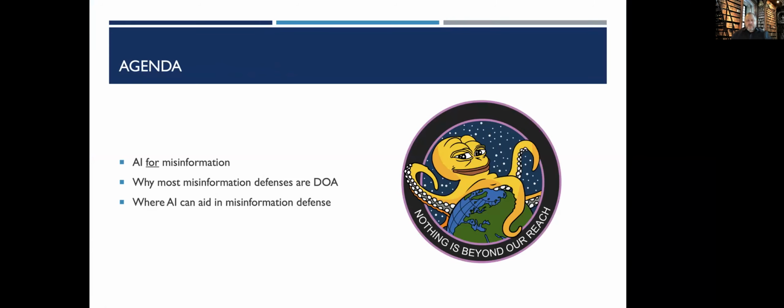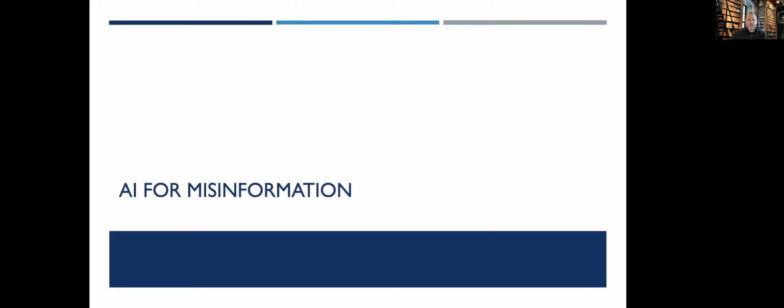So quick agenda first, we'll talk about how artificial intelligence is being used to promote misinformation and conduct misinformation, disinformation. We'll talk about why most of the current discussions about defenses are really dead on arrival and not terribly useful. And then we'll talk about where artificial intelligence might be employed in order to aid us in combating misinformation and disinformation. So let's talk about how AI is being used for misinformation.